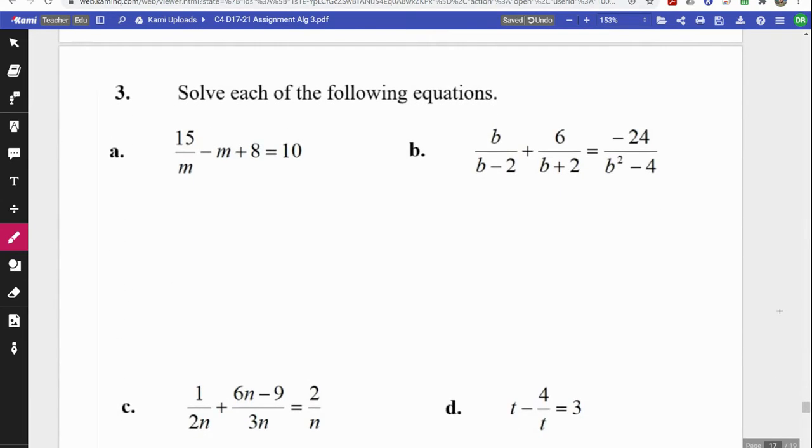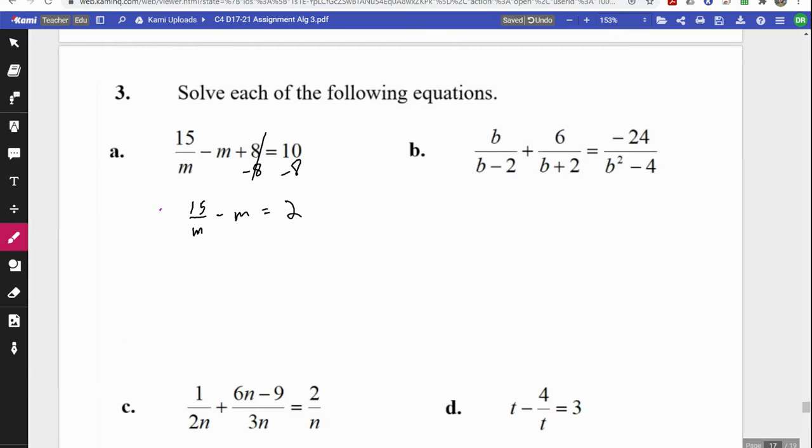Solve each of the following. Just doing the first one. M is the denominator here in the first part of this equation. So I should multiply everything by M. I do see that there's an 8 and a 10 that could be combined right now. I should maybe do that. You don't have to do it first, but it's kind of good practice. Kind of see what the actual equation looks like after it's simplified.